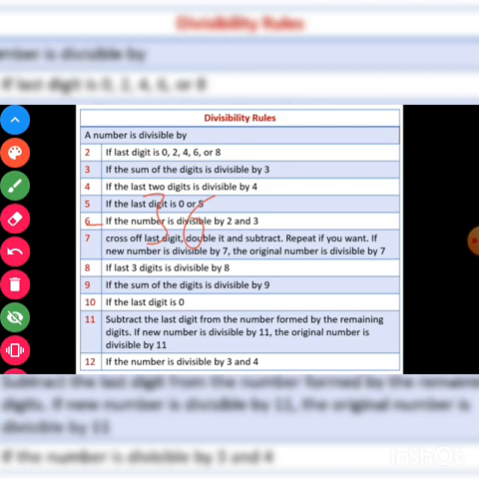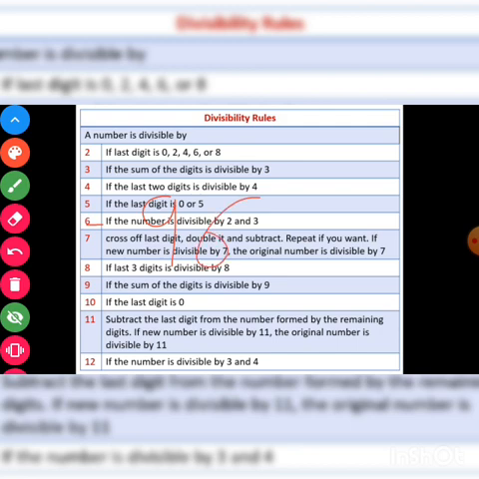Now let us check for the divisibility test of 3. The sum of the digits will be 9 and it is divisible by 3. So since the number is divisible by 2 and 3 both, therefore it will be divisible by 6 also. One more example. Let us take the number 96.